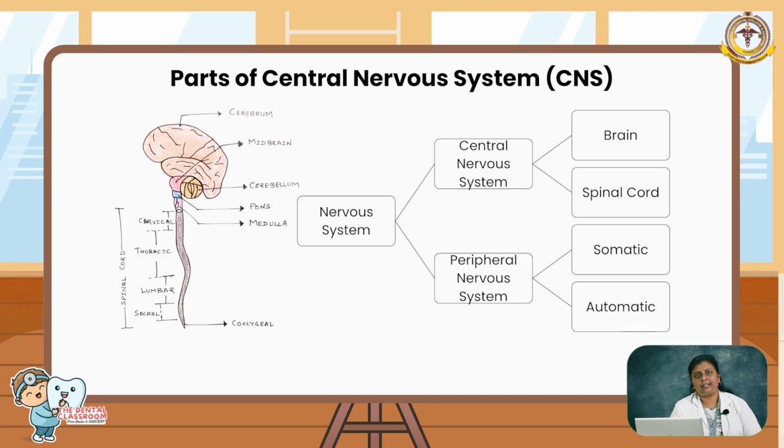Our body is mainly functioning with the help of the nervous system. This nervous system is again divided into two main parts, that is the central nervous system and the peripheral nervous system. The central nervous system consists of the brain and spinal cord, and the peripheral nervous system is again divided into the somatic nervous system and autonomic nervous system. But in this session we are going to concentrate more on the brain and spinal cord.